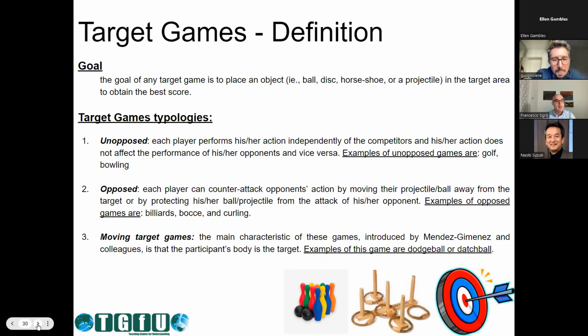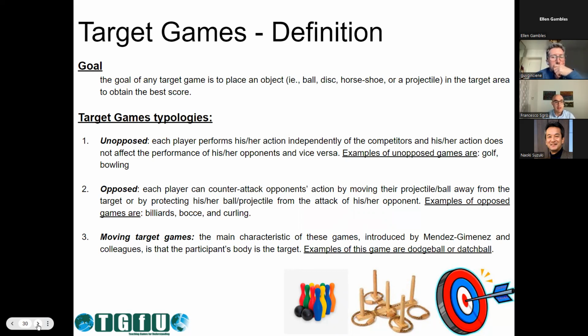Thank you, Gui. Hello, everyone. I'm Francesco from Italy. And as my colleagues did before, I start my presentation by discussing the definition of target games. Target games account for all the games where a player's goal is to place an object, such as a ball or a projectile, nearest to a target area to obtain the best score possible.